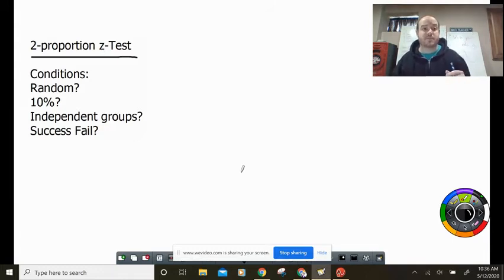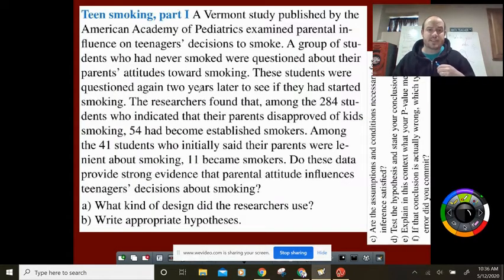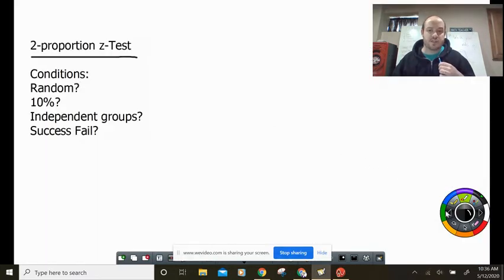Now, since we have defined our two proportion z-test, our next step was to check the conditions. I said this is the one that a lot of times people forget. So let's go through. It says, first off, random. Was this random? Well, did it say in here that they randomly selected students anywhere? These were questioned again. It actually doesn't say how they chose the students. It just says a group of students who had never smoked were questioned. So we actually don't know if this is true or not. So I'm going to put a little question mark there.